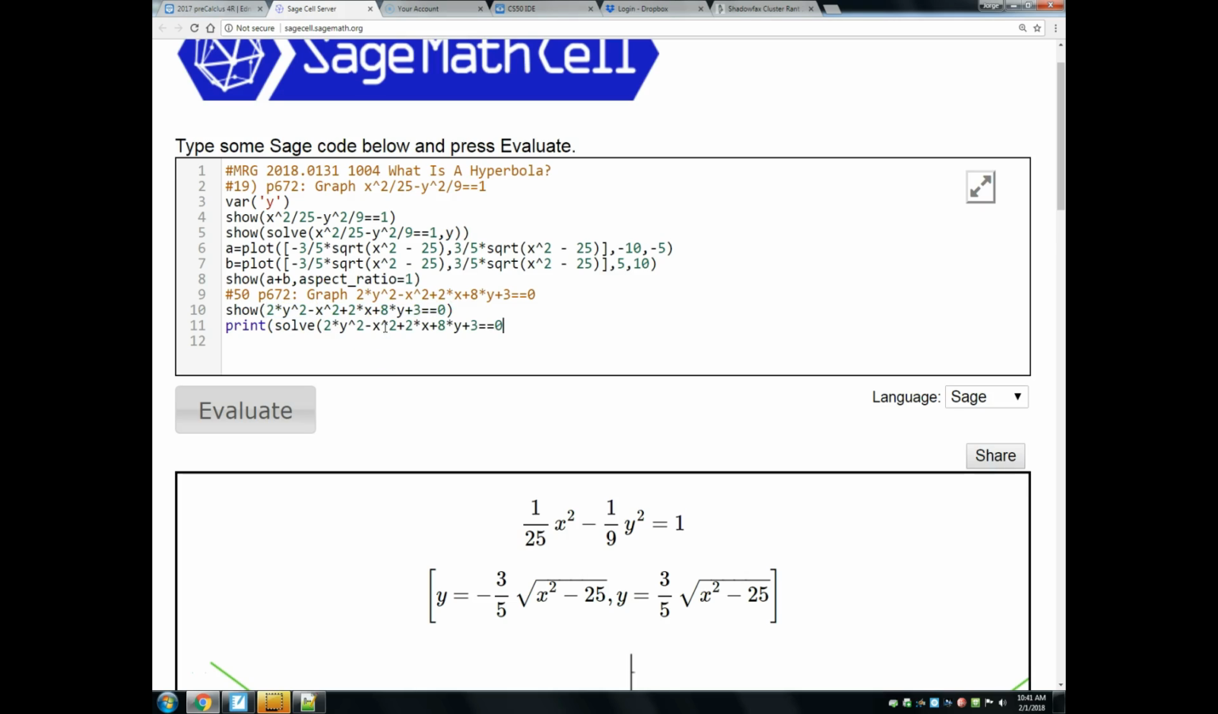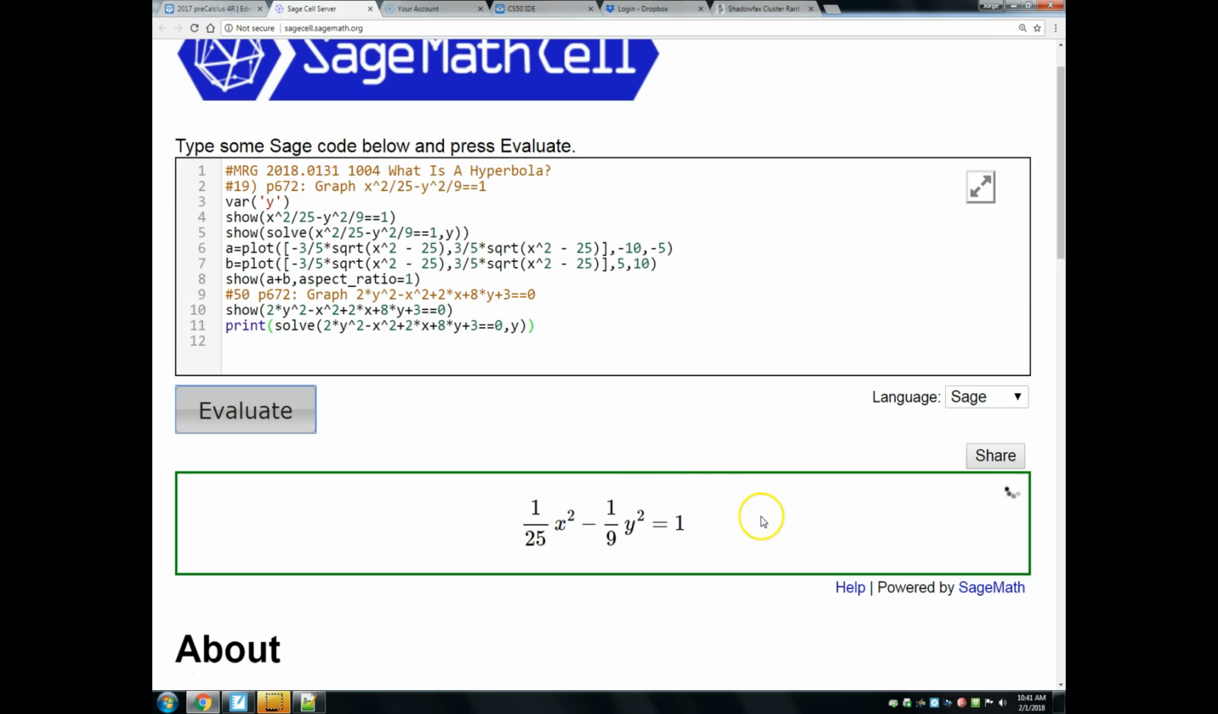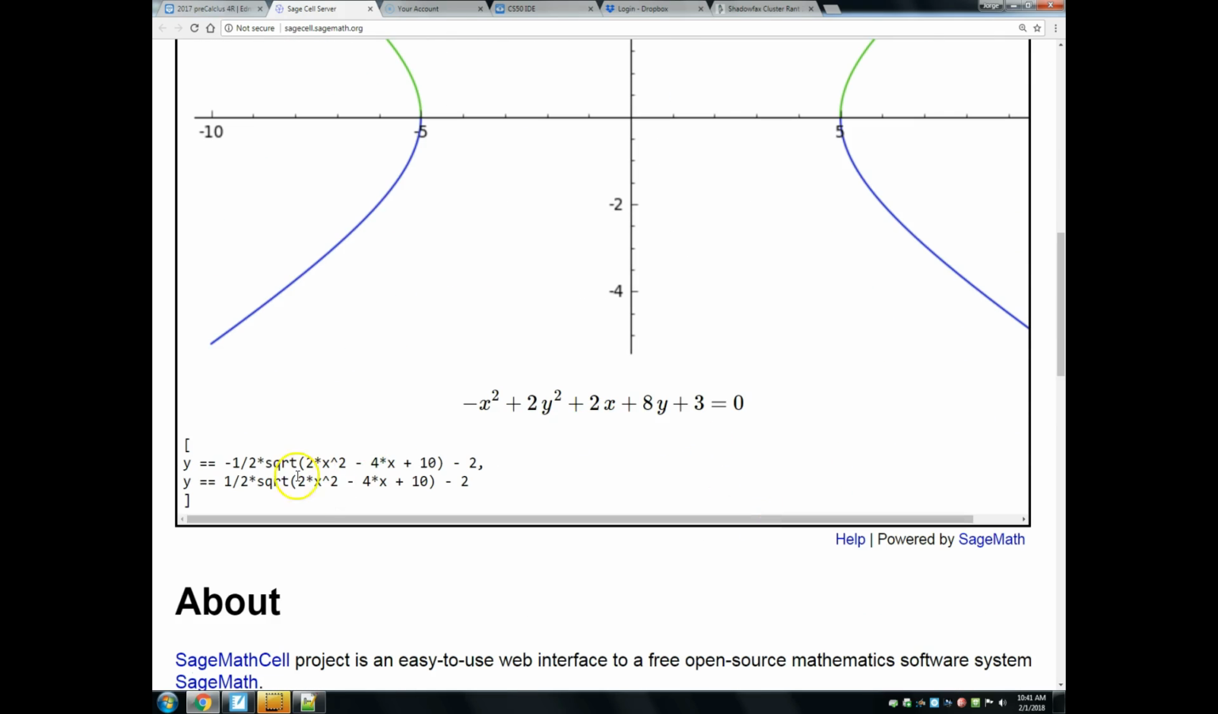For y. And let's close the solve, let's close the print, and let's see what we're going to be graphing. So what are we graphing? We're graphing this stuff. So let's copy this and put that into a plot.